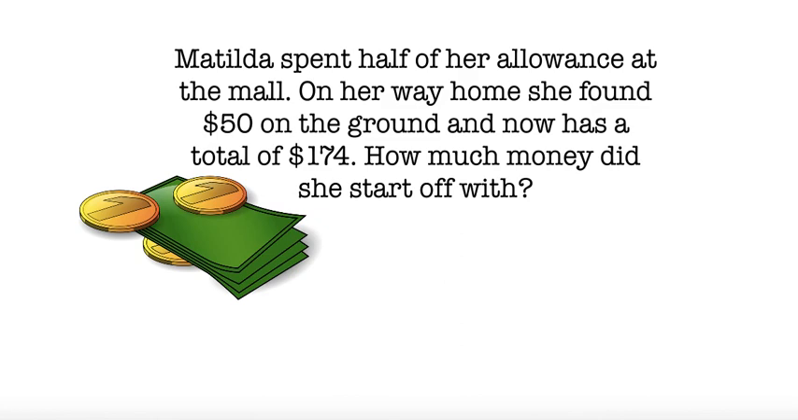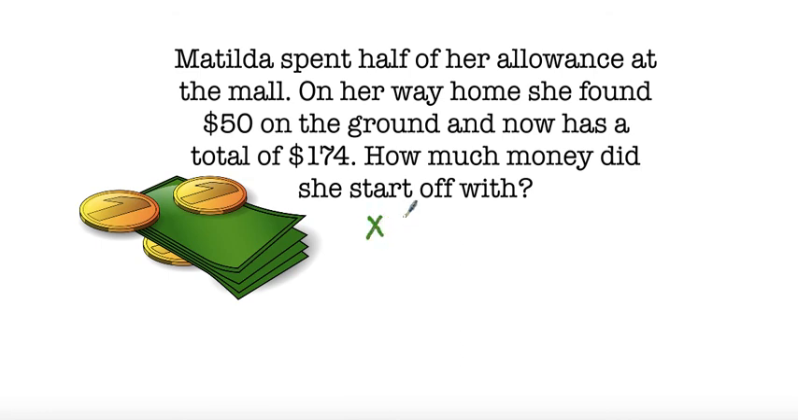So here our next problem reads, Matilda spent half of her allowance at the mall. On her way home, she found $50 on the ground and now has a total of $174. How much money did she start off with? So we don't actually know how much money she started off with, so that's represented by x.